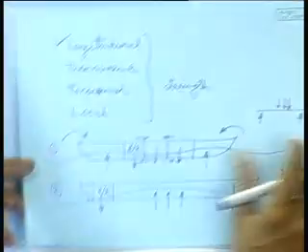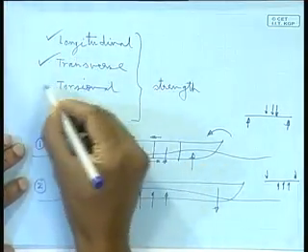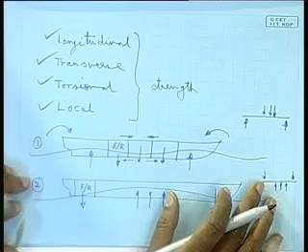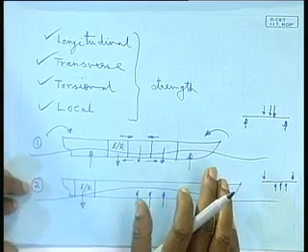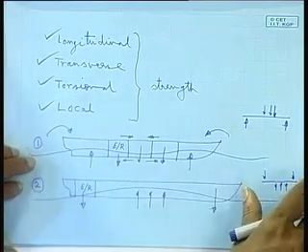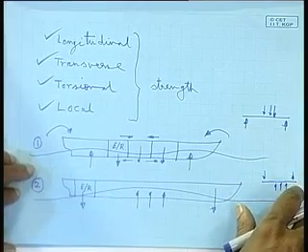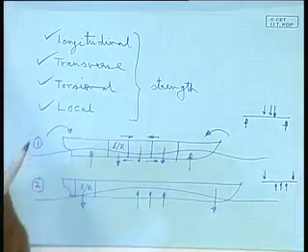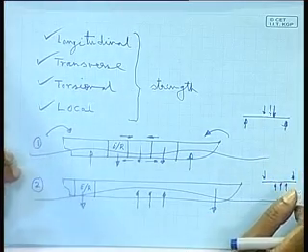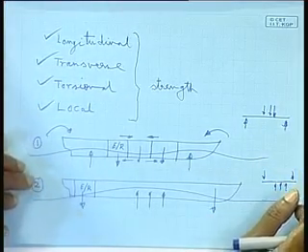So if we take care of these longitudinal, transverse, torsional and local strength requirements, then we can say that the structure, the product, is structurally sound. That means it will safely transport your product between the destinations, between the places you want to sell, or it will serve the required purpose.